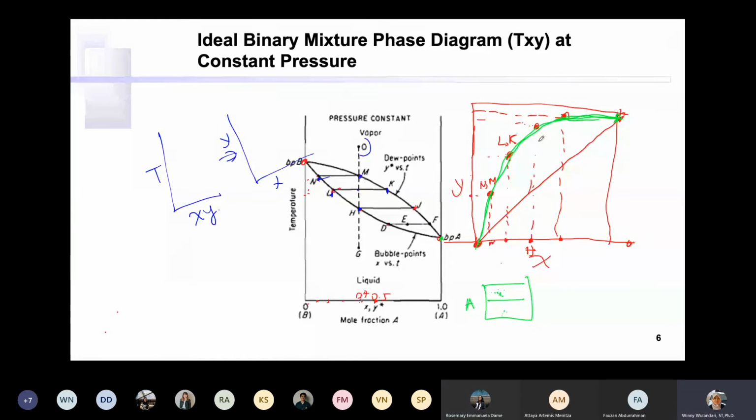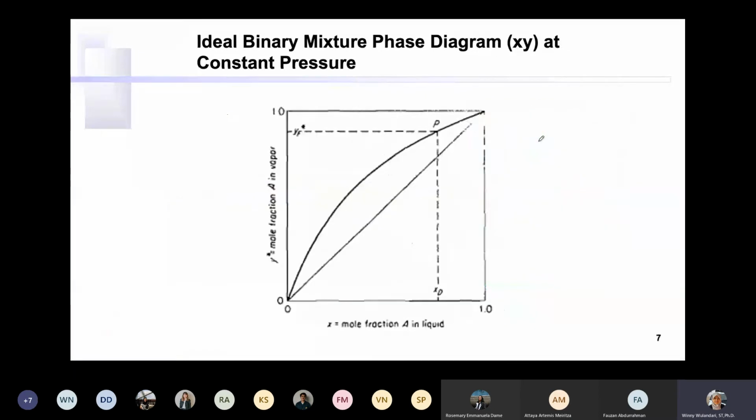But anyway, I'm gonna check this one again and try to review a little bit. Okay, so this is what the ideal binary mixture phase diagram, or XY diagram, looks like at a constant pressure. Using this diagram, at any point you can have the pair of the mole fraction in the liquid as well as the mole fraction of the vapor. For example, at this point, what is the mole fraction of A in the liquid? You go to this one. What is the mole fraction of A in the vapor? That one. And then you read it. Okay? Up to here, any questions?